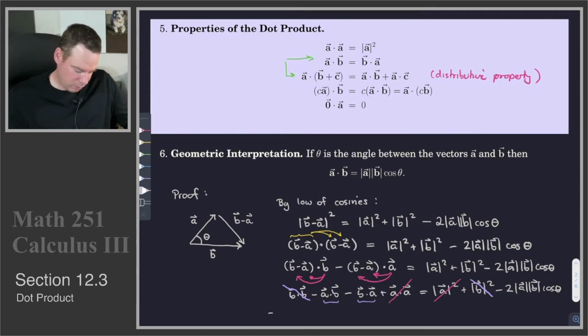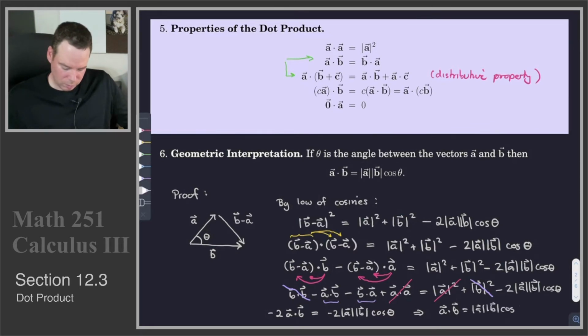So this boils down to negative 2 a dot b is equal to negative 2, the length of a, length of b, cosine of theta. And now I can cancel off the negative 2's from each side, and I get a dot b is equal to the magnitude of a, magnitude of b, cosine of theta. And that's what we wanted to prove. The dot product of two vectors is exactly the length of the two vectors multiplied to each other times the cosine of the angle between them.